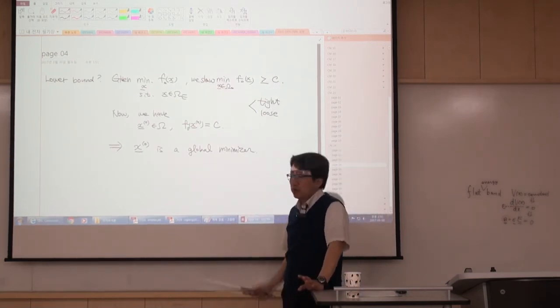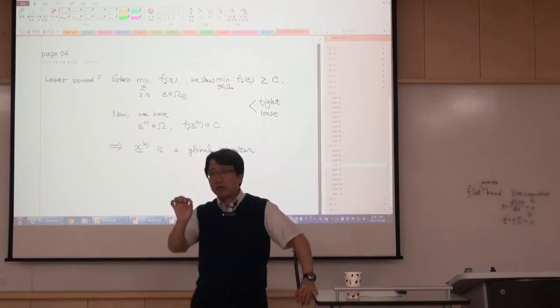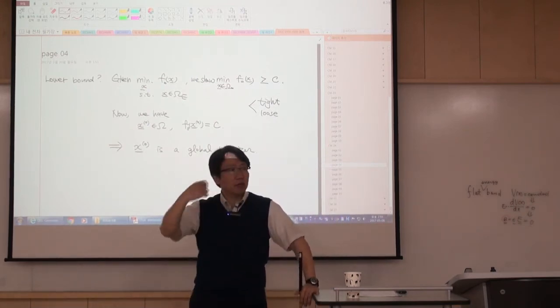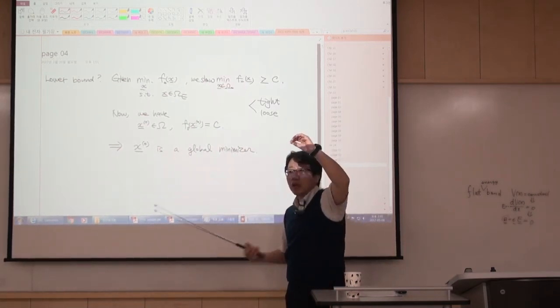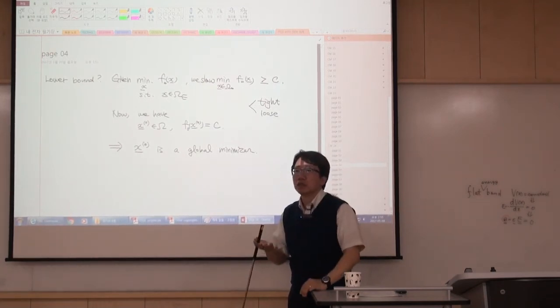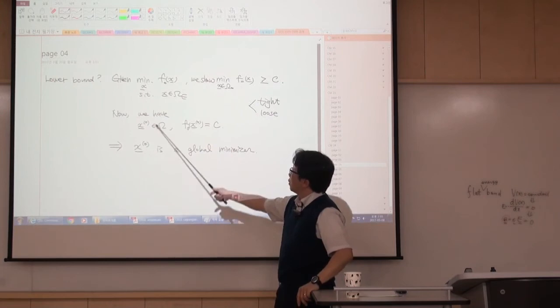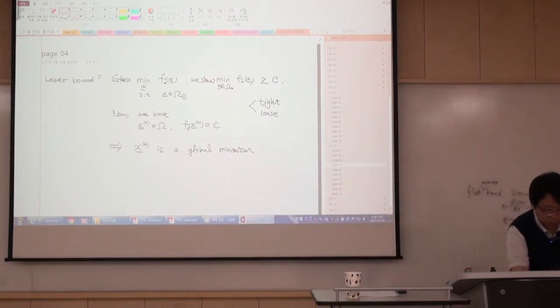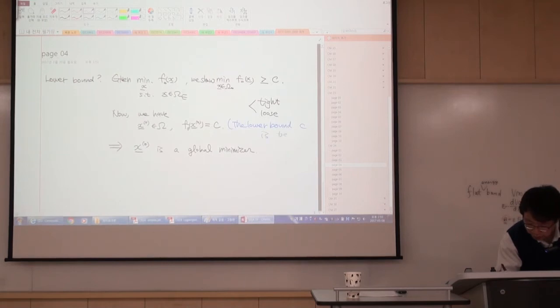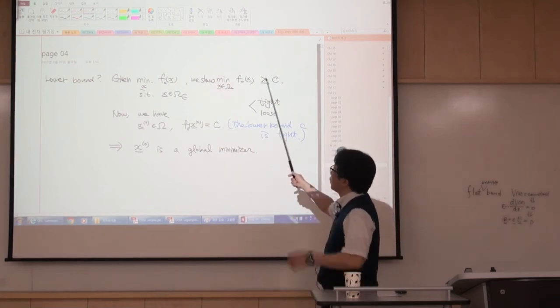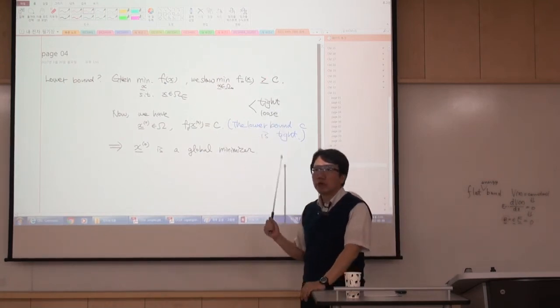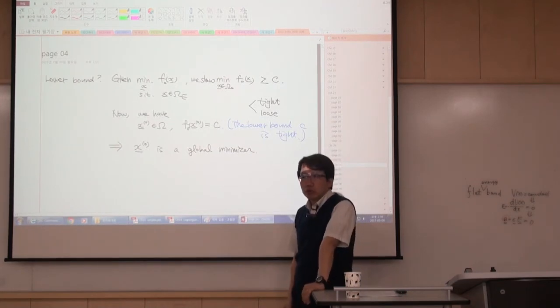Of course, be careful, sometimes we find an optimal value and we evaluate our objective function, but it may be greater than our lower bound. In that case, that lower bound is loose. But what does this mean? This means that the lower bound C is, we say, tight. Okay? So as far as we can show that C is a tight lower bound, it's extremely good.